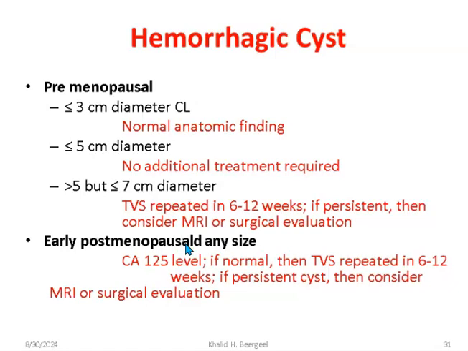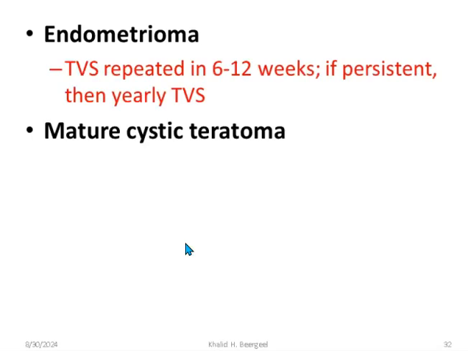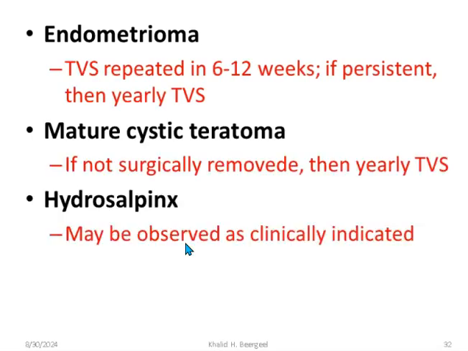In early postmenopausal age, any size with hemorrhagic cyst, prefer CA125. If it's normal, repeat the ultrasound 6 to 12 weeks later. If it persists, or if the cyst is still there, then you should consider MRI and surgical evaluation. If it's late postmenopausal age, of any size, then you need surgical evaluation. Others depend on the tumor size and the cyst diagnosis.